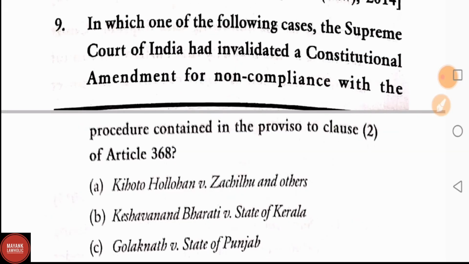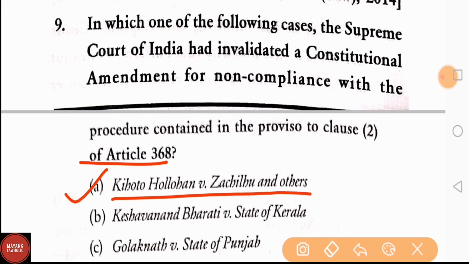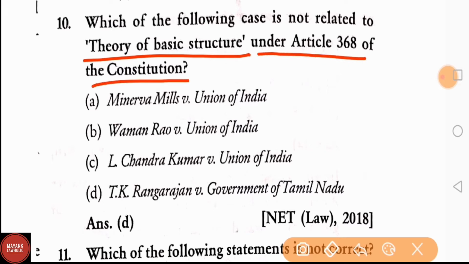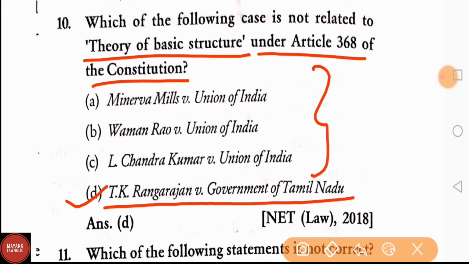Question number 9. In which of the following cases did the Supreme Court of India invalidate a constitutional amendment for non-compliance with the procedure contained in the proviso of Clause 2 of Article 368? It was held in Kihoto Hollohan vs. Zachillhu and others. Question number 10. Which of the following cases is not related to the theory of basic structure under Article 368 of the Constitution? T.K. Rangarajan vs. Government of Tamil Nadu is not related with basic structure. Remaining Minerva Mills vs. Union of India, Waman Rao vs.